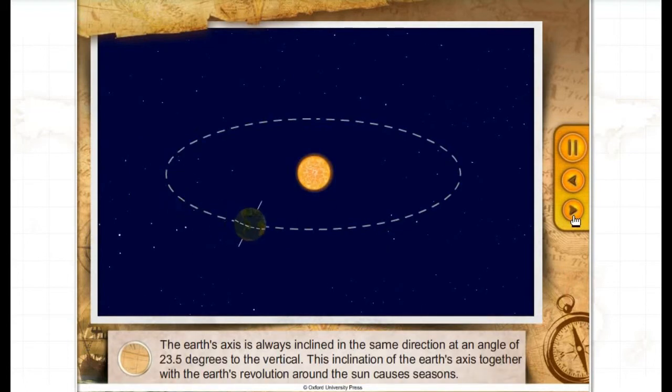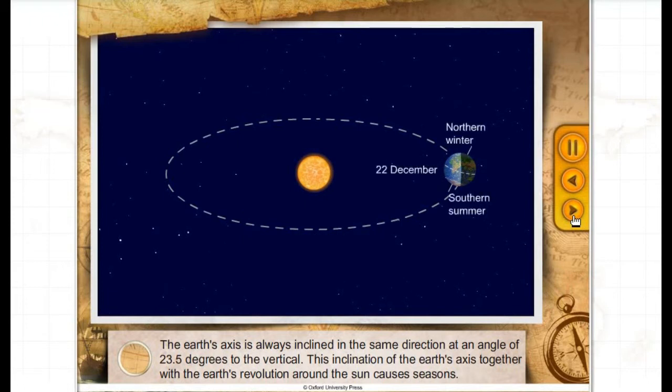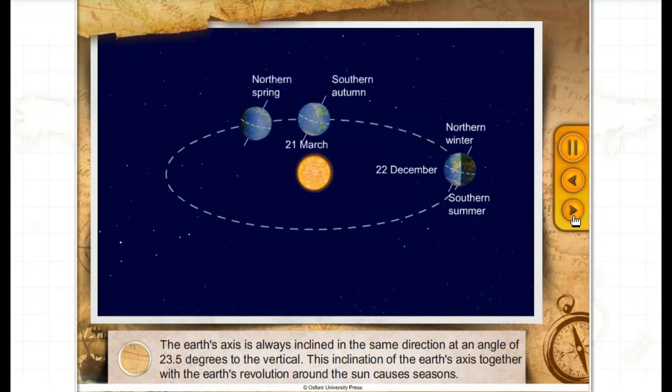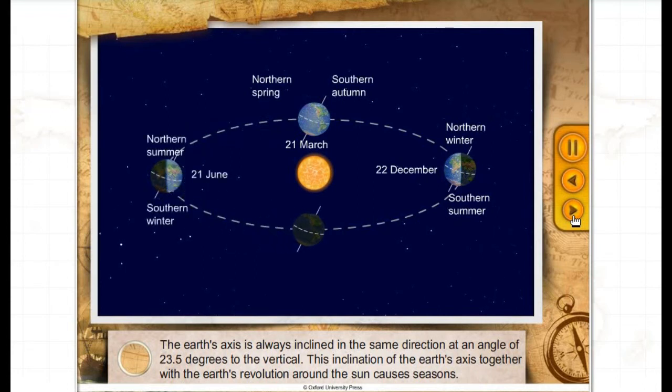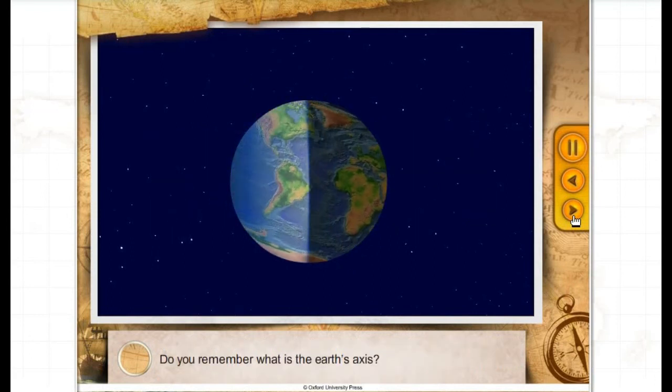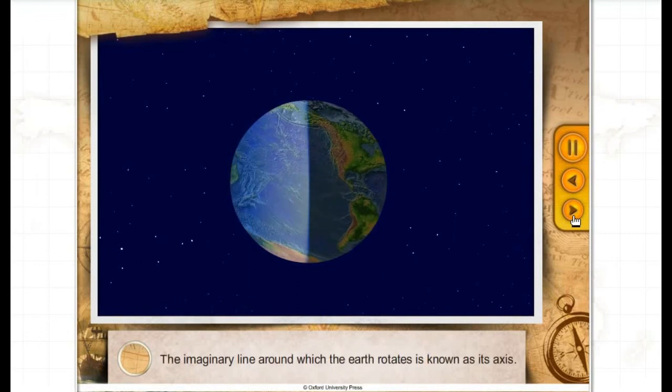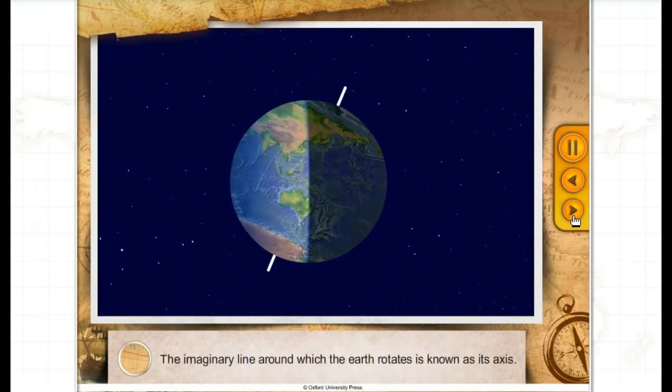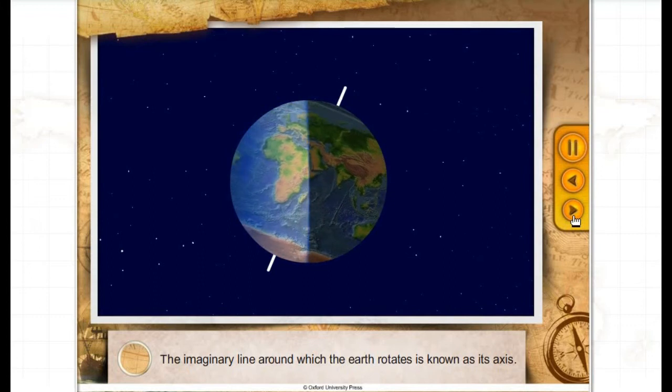The Earth's axis is always inclined in the same direction at an angle of 23.5 degrees to the vertical. This inclination of the Earth's axis together with the Earth's revolution around the Sun causes seasons. Do you remember what is the Earth's axis? The imaginary line around which the Earth rotates is known as its axis.